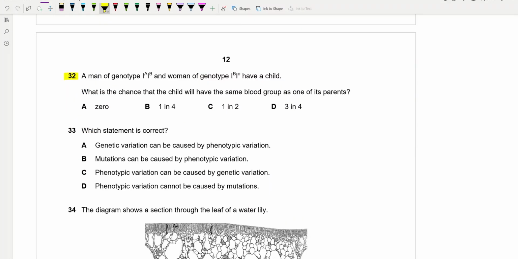Question number 32. A man of this genotype and a woman of this genotype have a child. What is the chance that the child will have the same blood group as one of the parents? So the chance would be 3 in 4. Option D.